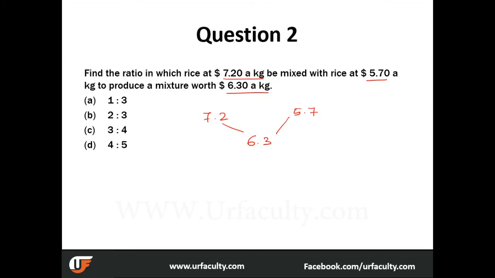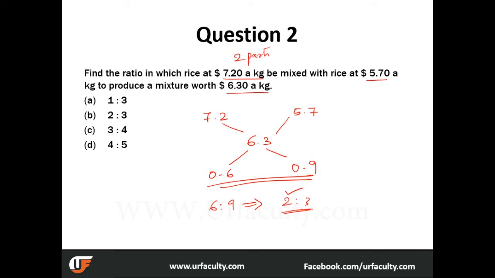So how far is this 6.3 away from 5.7? If you do the calculation, it will be 0.6. 5.7 plus 0.6 is 6.3. And how far is this one? This is 0.9, right? So they are in the ratio of what? 6:9, which is equal to 2:3. So if you look at it, it means two parts of this rice and 3 parts of this rice are mixed together to form a rice which is worth a value of 6.3.